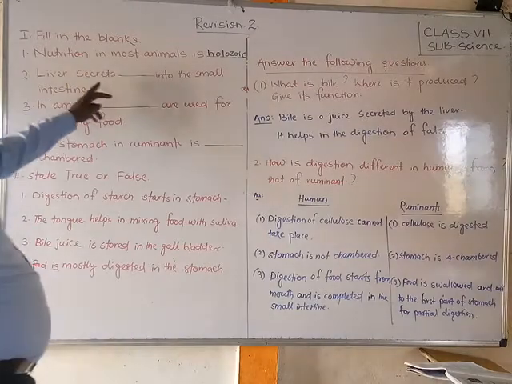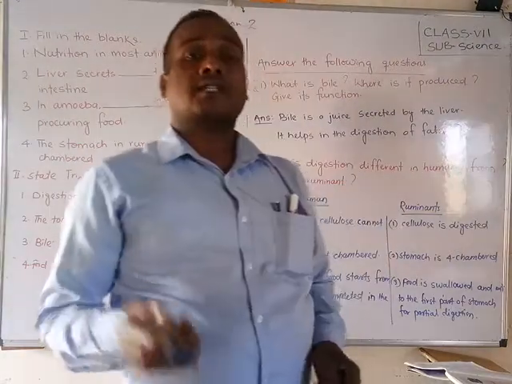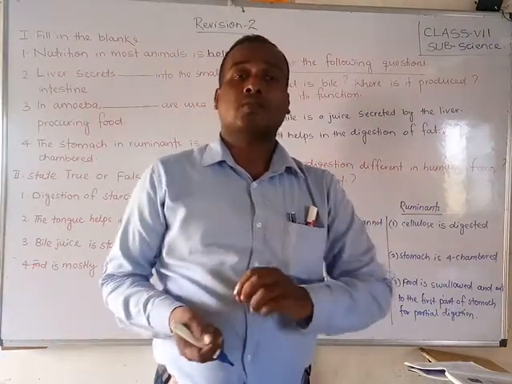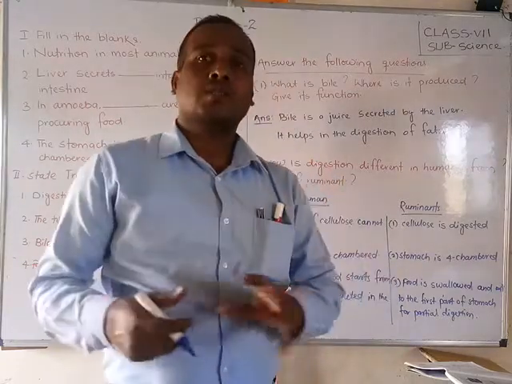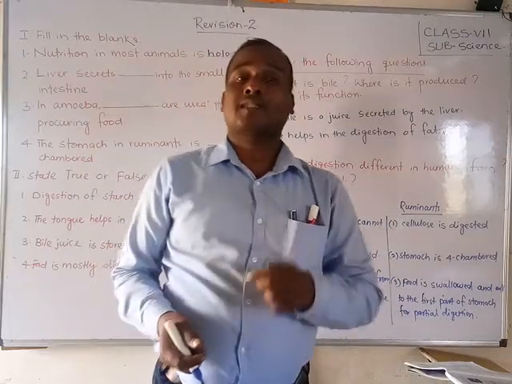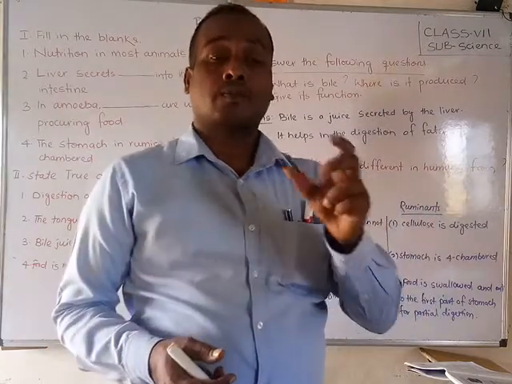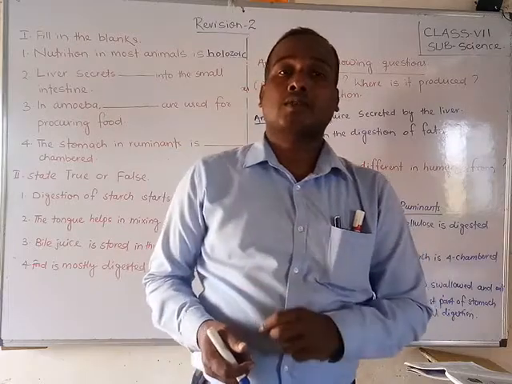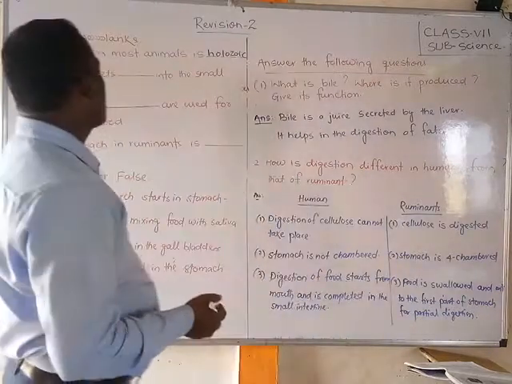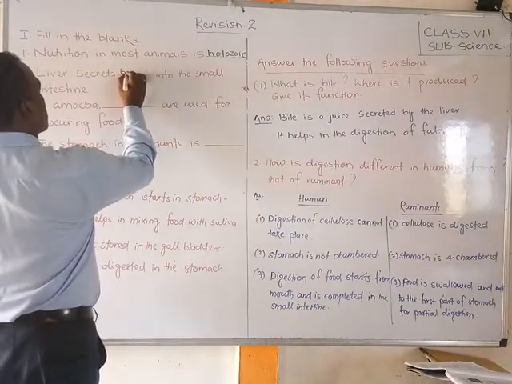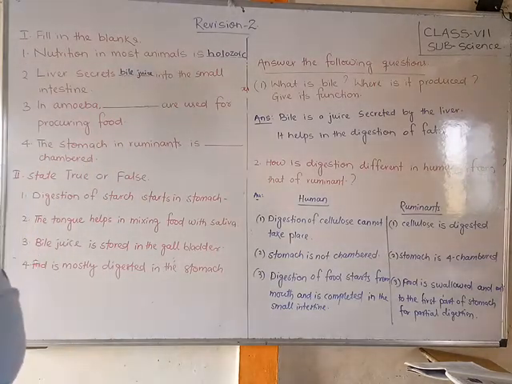Second one: liver secretes dash into the small intestine. In the stomach, hydrochloric acid mixes with the food, but there are some fats which cannot be digested there. For that, the liver secretes bile juice from the gallbladder, which helps in the digestion of fats. So we can write: secretes bile into the small intestine.